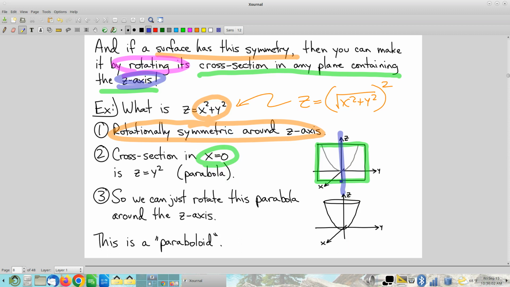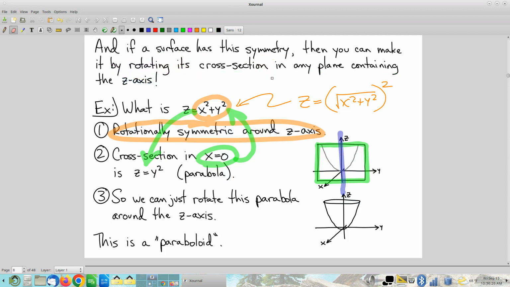Okay, well, by the way, this does a tremendous amount for us algebraically. If I'm only going to be looking at the cross section in this one plane, that means I get to plug in x equals 0 into my equation, and that makes really good stuff happen. In particular, that makes my picture turn into this. Just z equals y squared, and that is easy. That is an easy picture to draw.